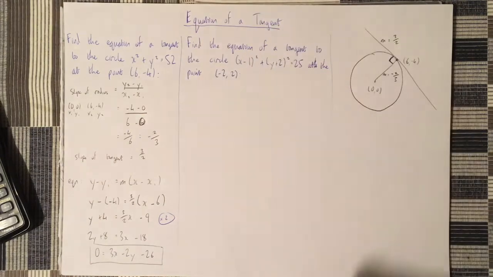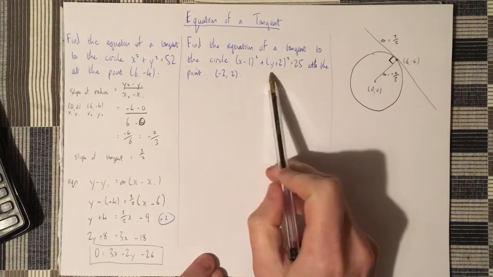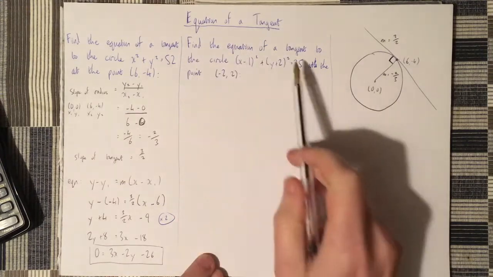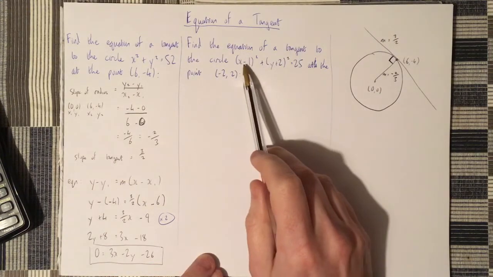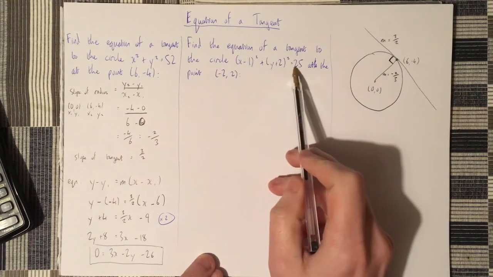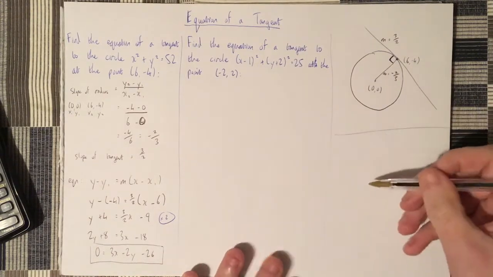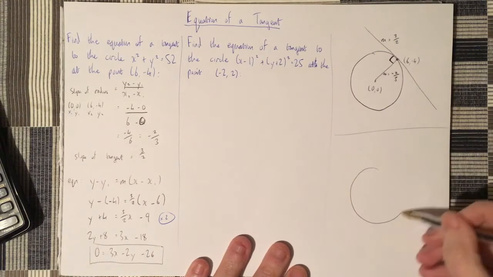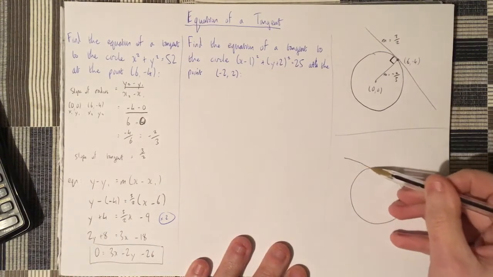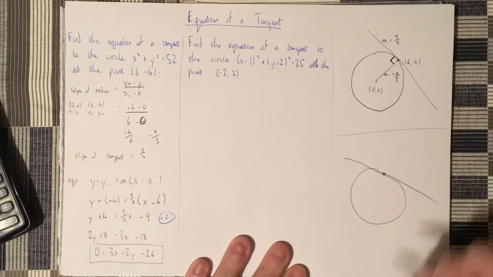I'm just going to do another example then, this time with a circle where the center is not 0, 0. Okay, so find the equation of a tangent to the circle x minus 1 squared plus y plus 2 squared is equal to 25 at the point minus 2, 2. All right, so I'll just draw a rough diagram here. So I've got a circle and I've got a tangent to that circle.